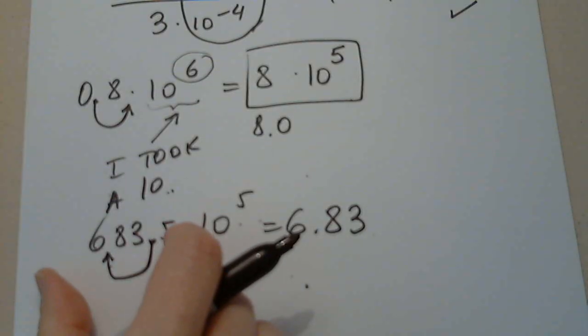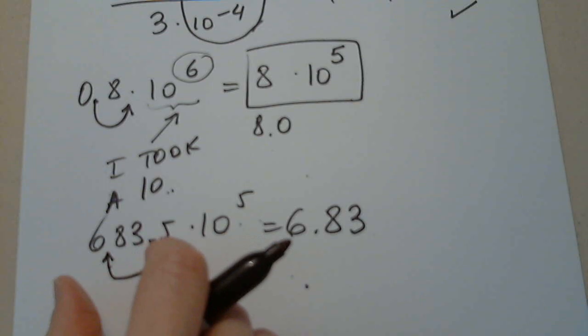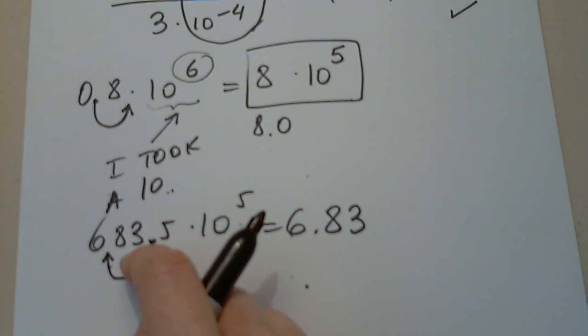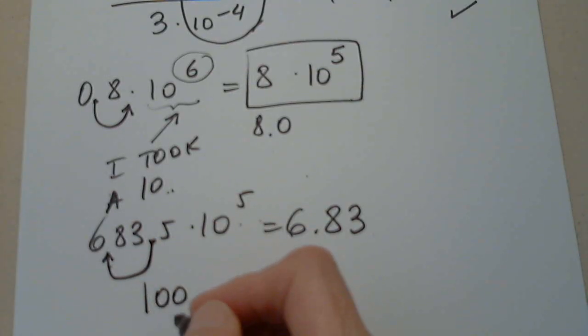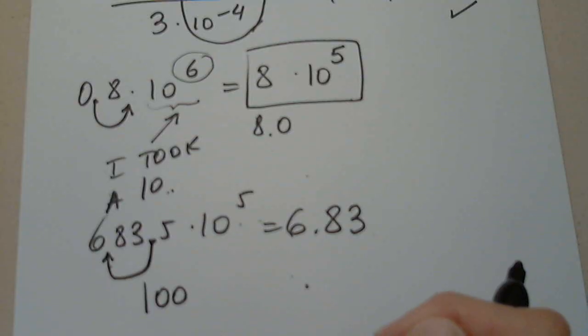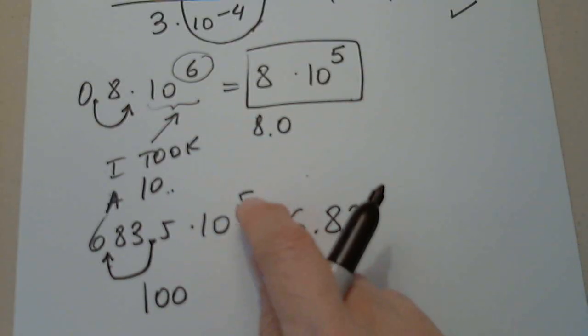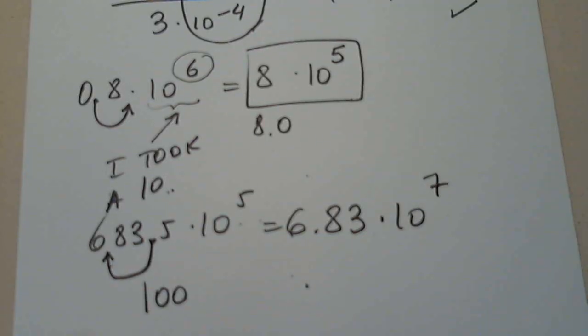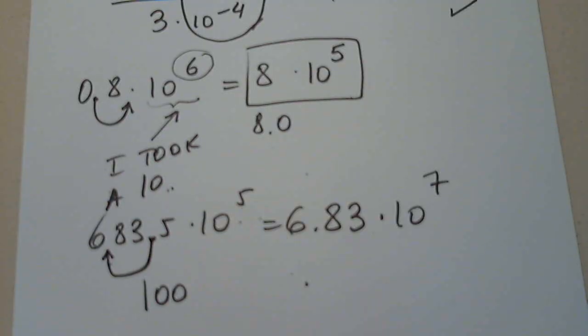So I had a big number. I had 600, but now I changed it into 6. What did I do? I diminished it by a power of 100. I divided by a power of 100. So I have to increase this power by 2. If I diminished the number by 100, I have to increase the power.